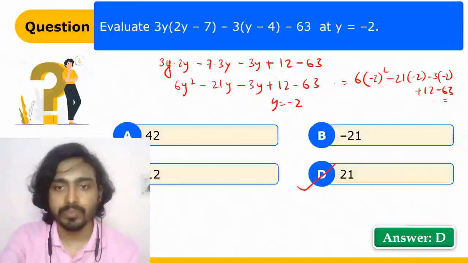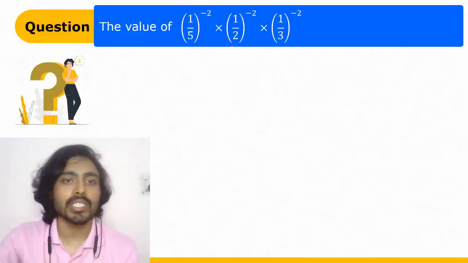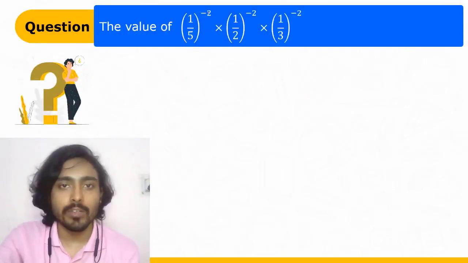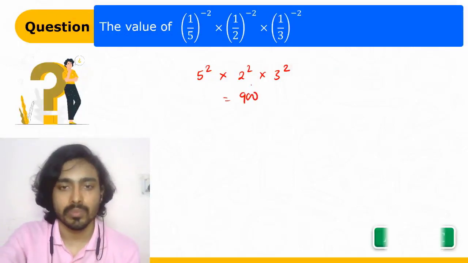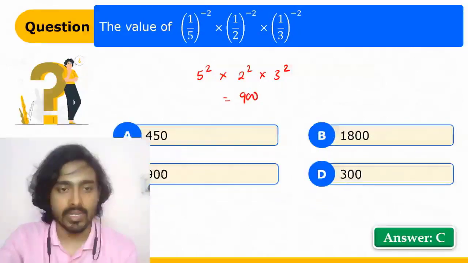Try to solve it. In this question, we know this is 1 upon 5 to the power minus 2. So this could be written as 5 to the power 2, this could be written as 2 to the power 2, this could be written as 3 to the power 2. Then you will multiply, this will be 900. Yes, C is the right answer.